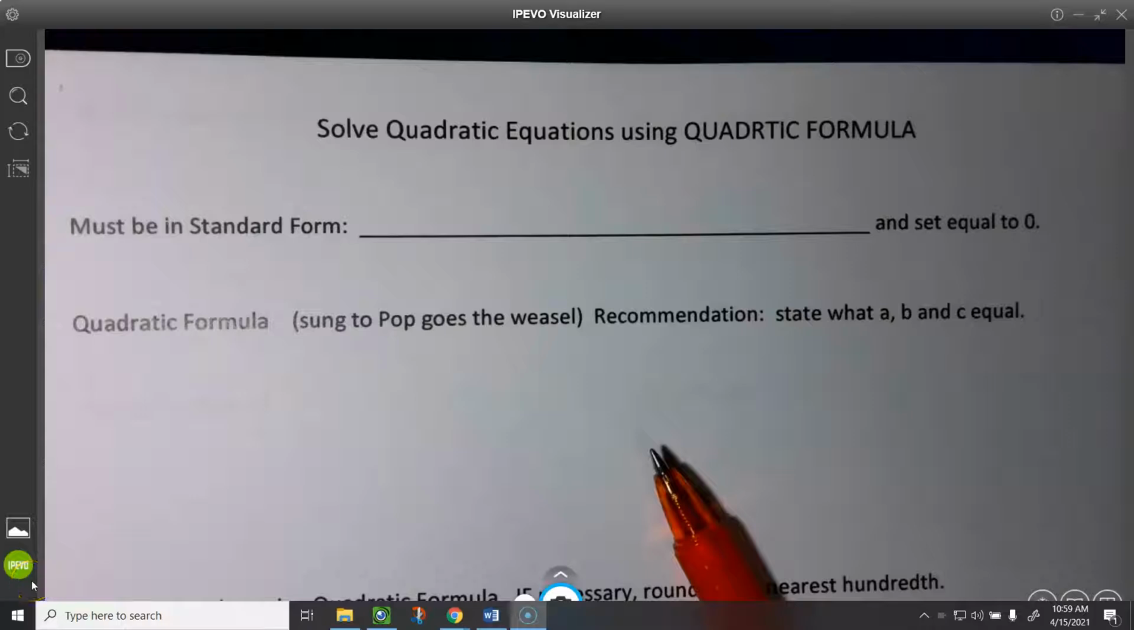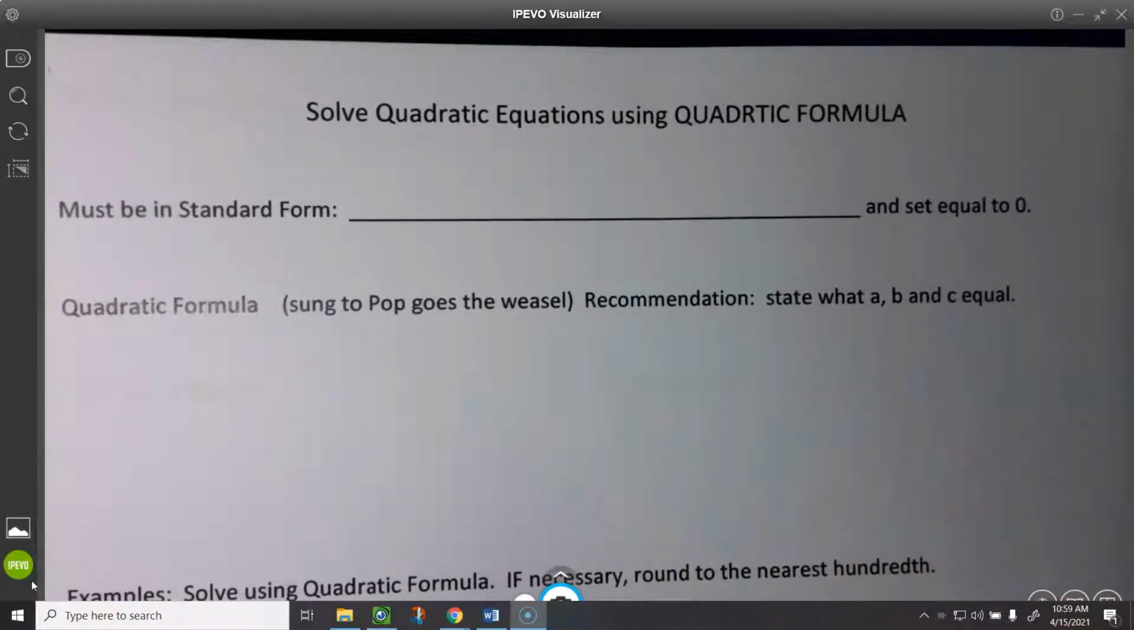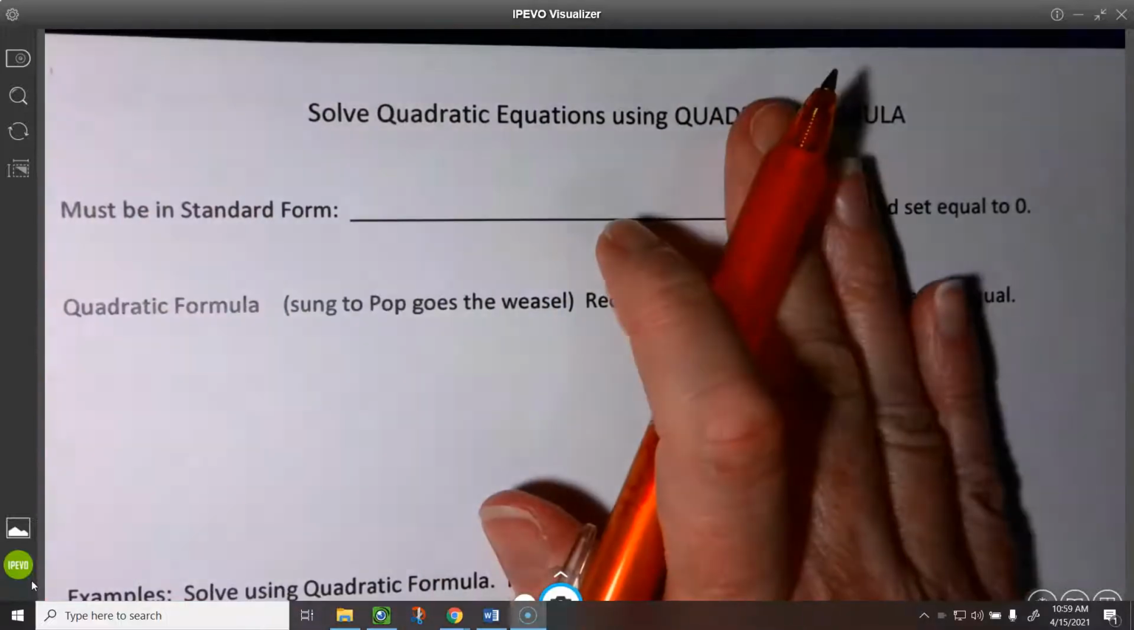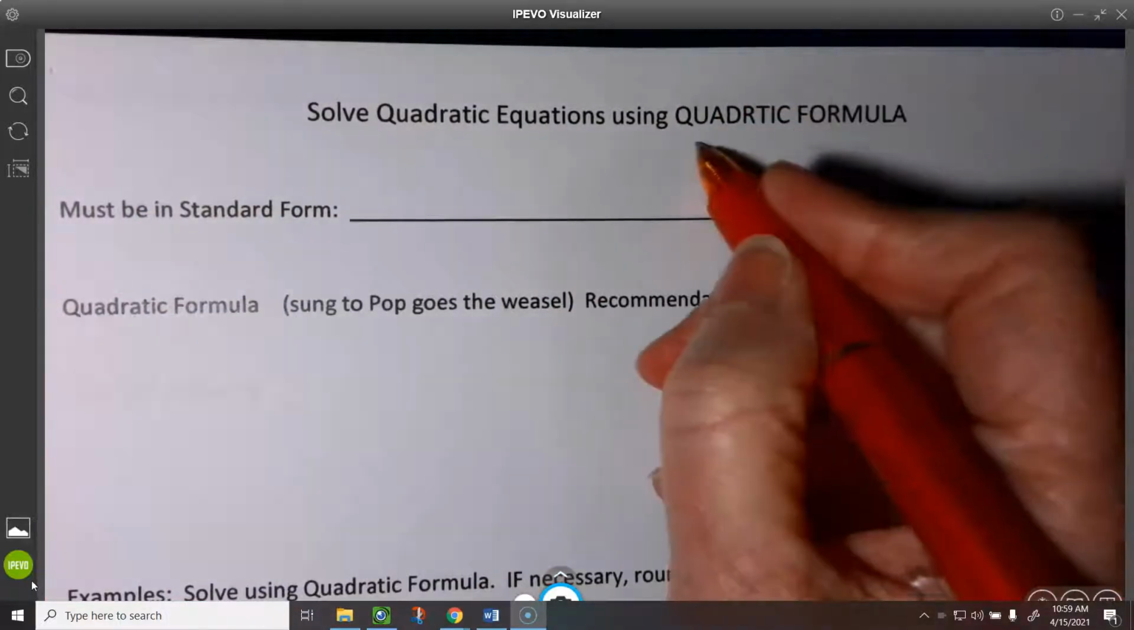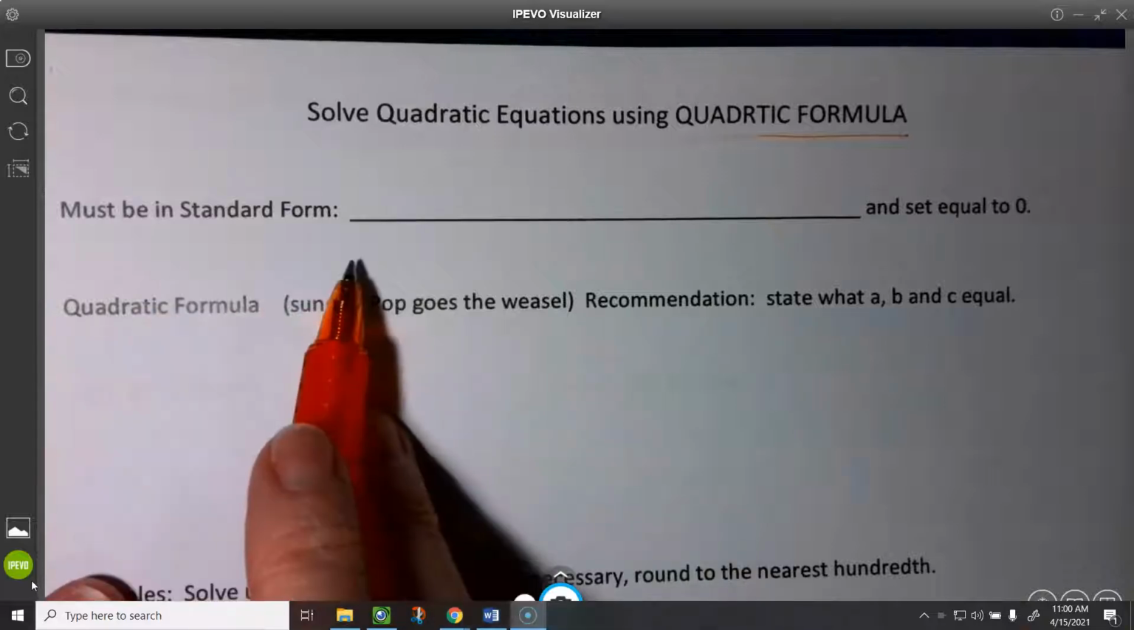Okay, now we're going to solve by quadratic formula. When we solve by factoring, we have to be able to factor it. When we solve by square roots, we have to have a square root on one side, everything else on the other. When we solve by quadratic formula, it does not matter. Okay, here are the only criteria we have to have.